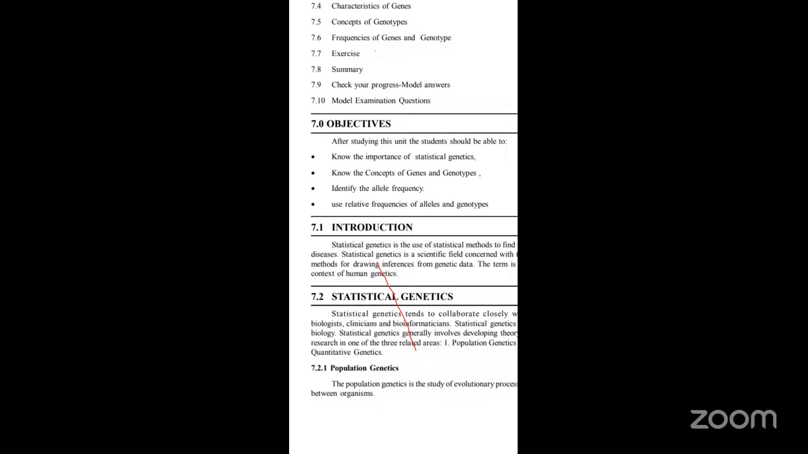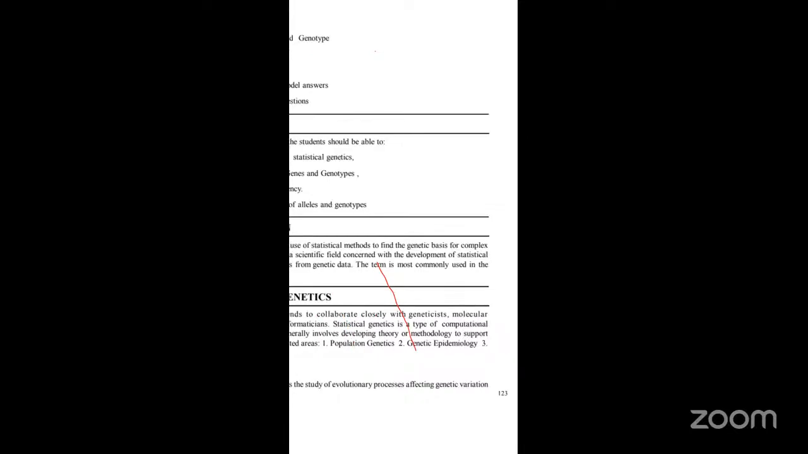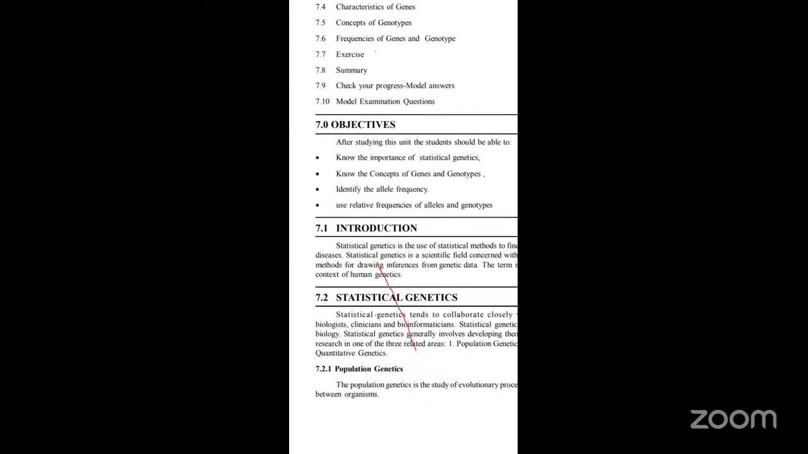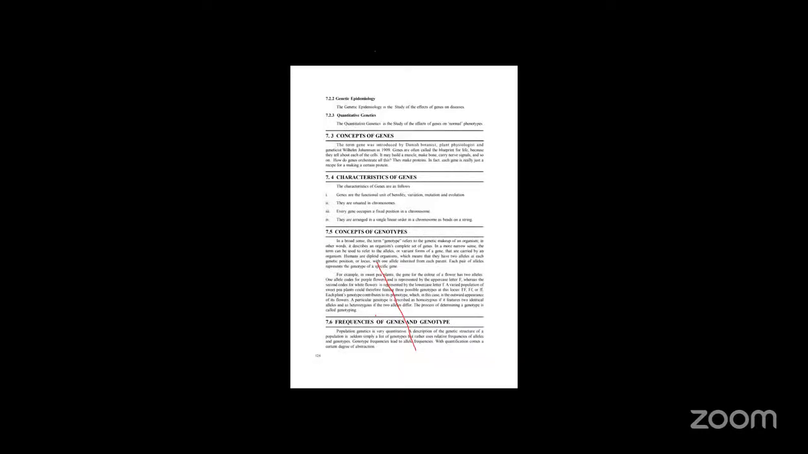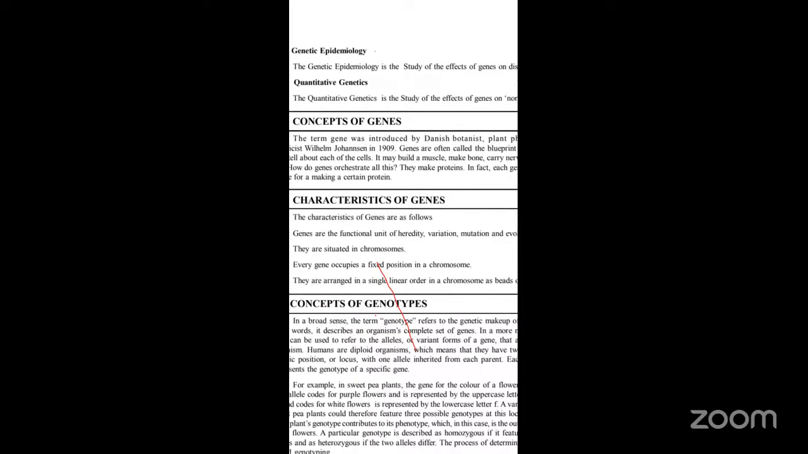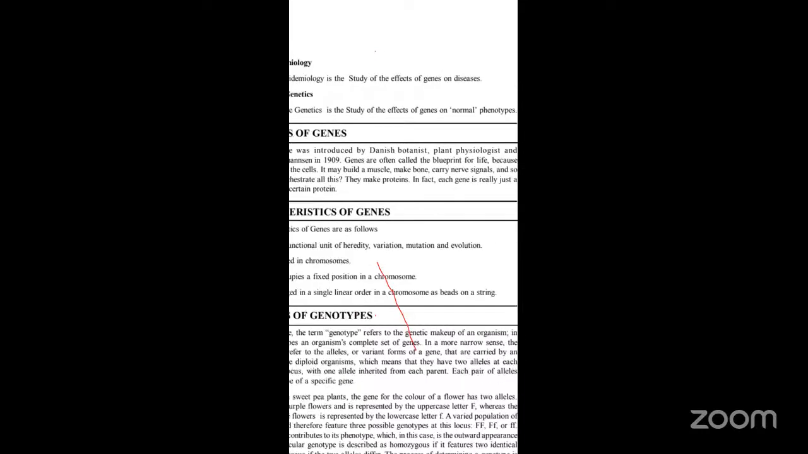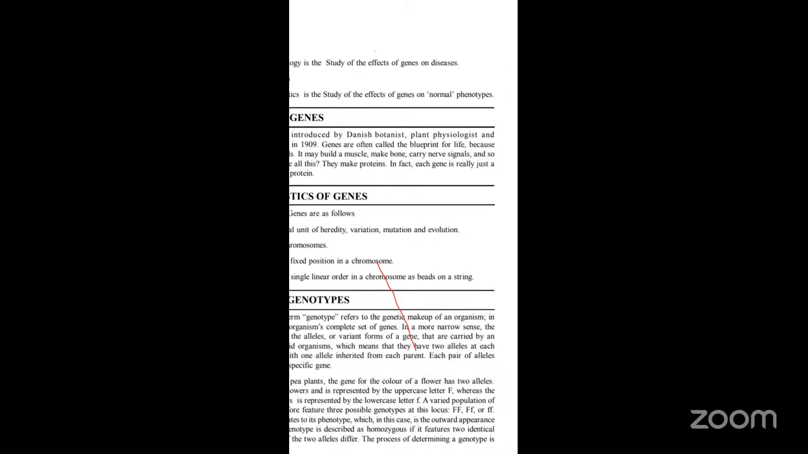Population genetics is the study of evolutionary processes affecting genetic variation between organisms. Genetic epidemiology is the study of the effect of genes on disease. Quantitative genetics is the study of the effect of genes on normal phenotypes.